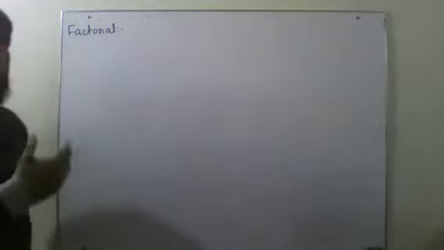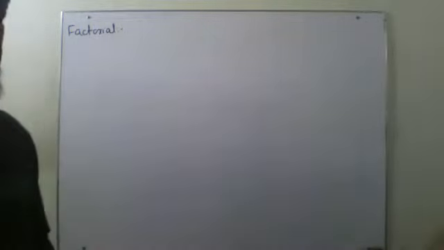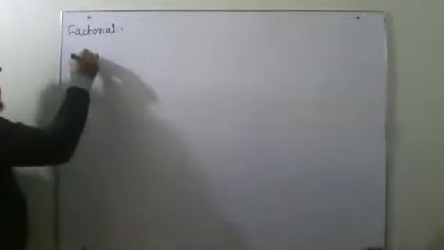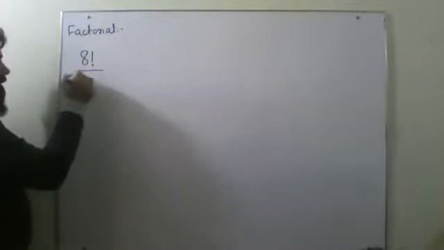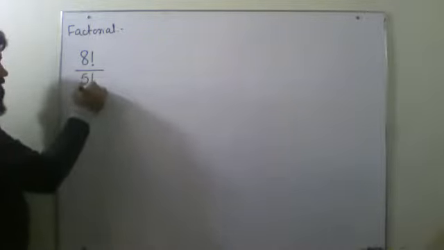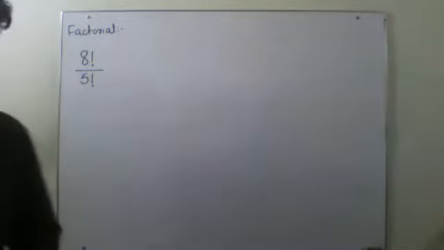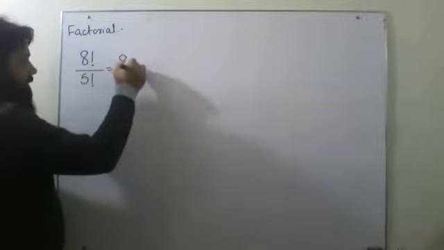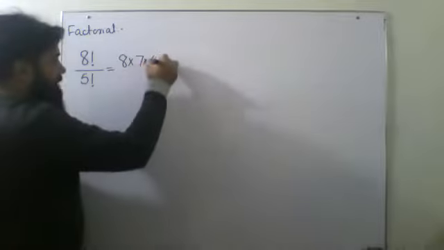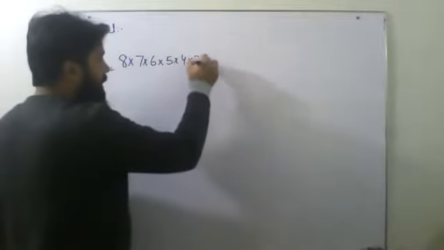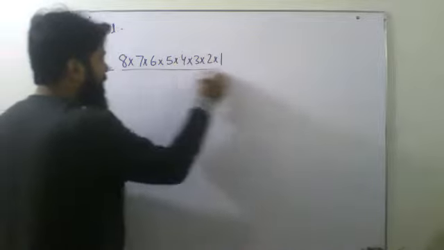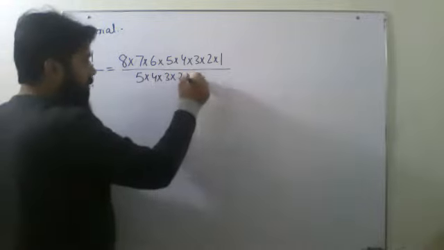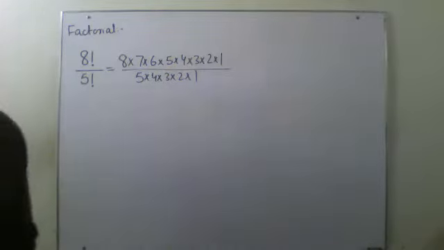Like in the previous examples, I've told you that whenever it is factorial, now see, I'm writing a few values with a relation. 8 factorial divided by 5 factorial. 8 factorial can be written as 8 into 7 into 6 into 5 into 4 into 3 into 2 into 1 upon 5 factorial, which can be written as 5 into 4 into 3 into 2 into 1. This I can do here.